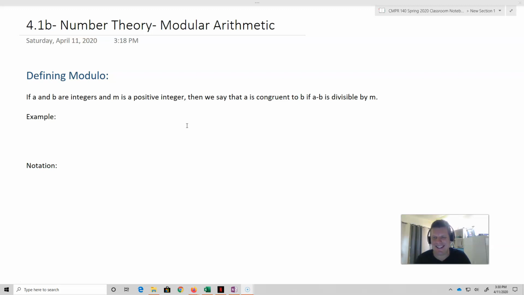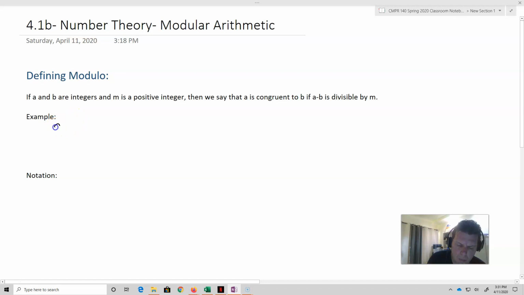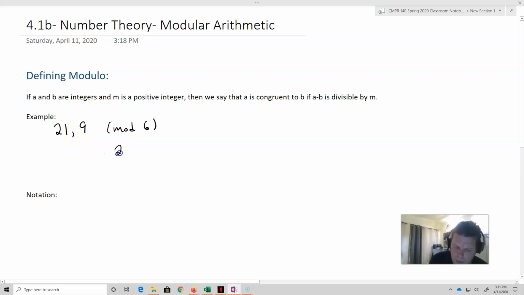Okay, so let's take a look at what this means. A little bit later on we'll look at maybe a more common or easier way to think about this idea of congruence. But let's just take a look. We had 21 and 9, and let's say we want to know, and we write this as mod 6, are these two in fact congruent mod 6? So 21 minus 9 is going to equal 12, and 12 is divisible by 6.